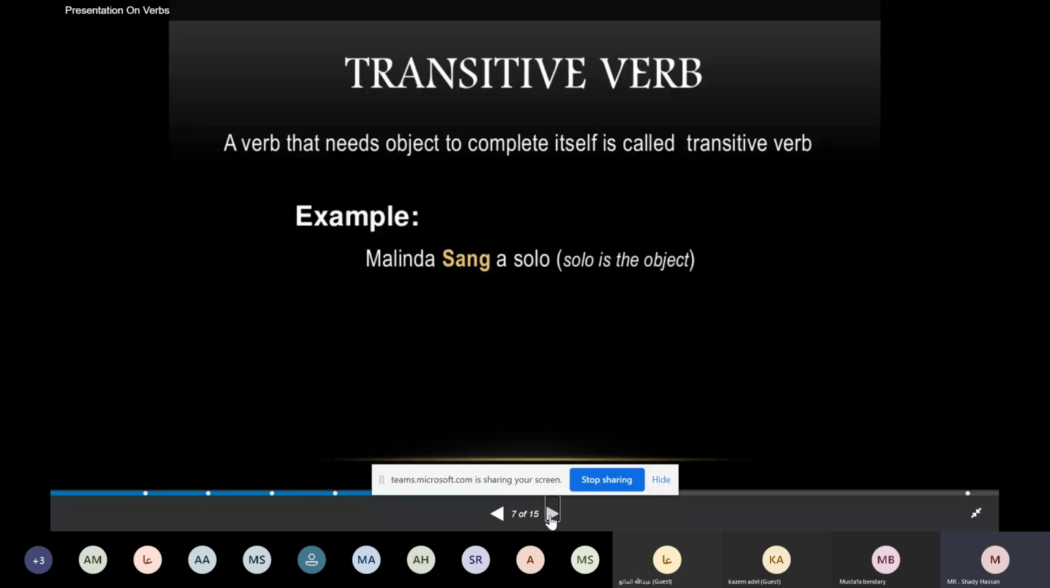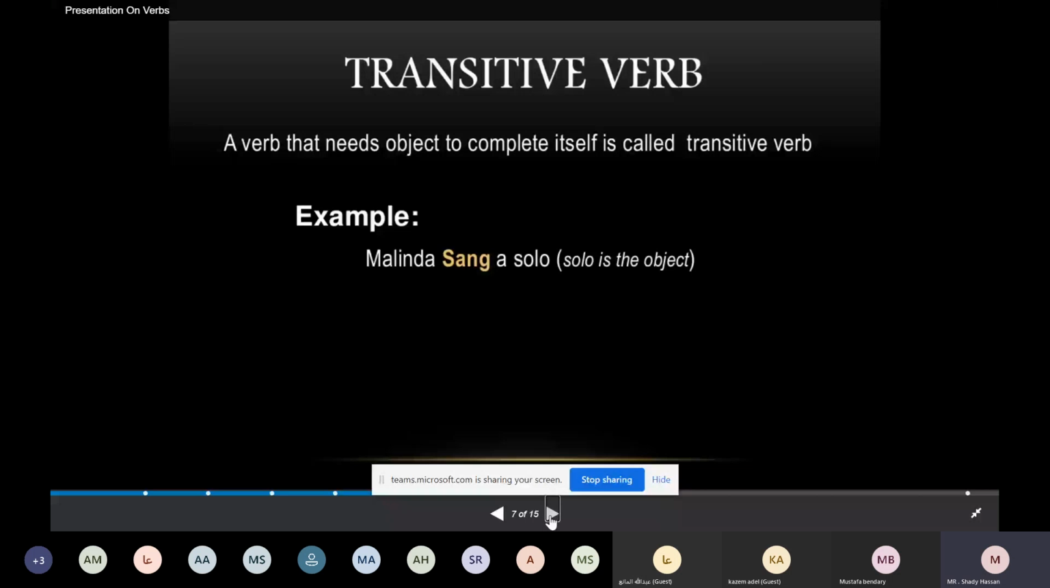Melinda sang a song or sang a solo. So when I'm saying Melinda sang, you're gonna ask me, sang what? An anthem, a song, a solo. So in here, this verb takes an object that makes it a transitive verb. You understand this? When the verb needs more details, yes. So it's a transitive verb.